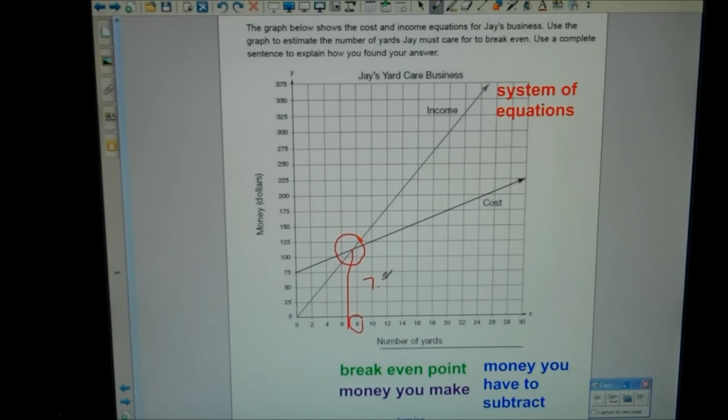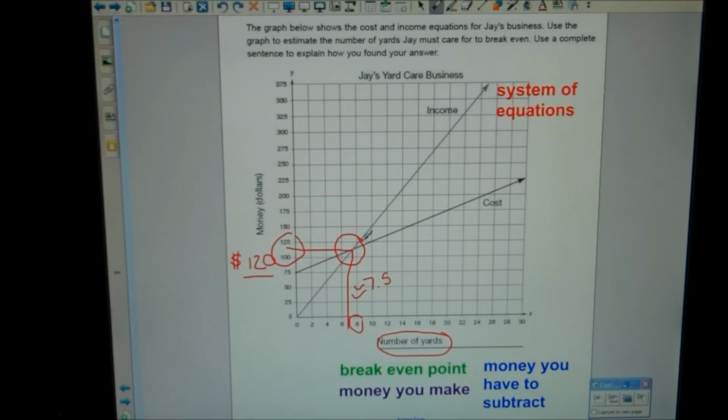So we're just going to say that at approximately, based on the graph, 7.5 yards, I will have made the same amount that I'm putting out in cost. I will break even. I will owe anybody money, and I will have not earned any money. Okay? So at 7.5 yards, I will have made somewhere between $100 and $125. Let's pretend that it's 120. So at 7.5 yards, I've made $120. That is my break-even point.